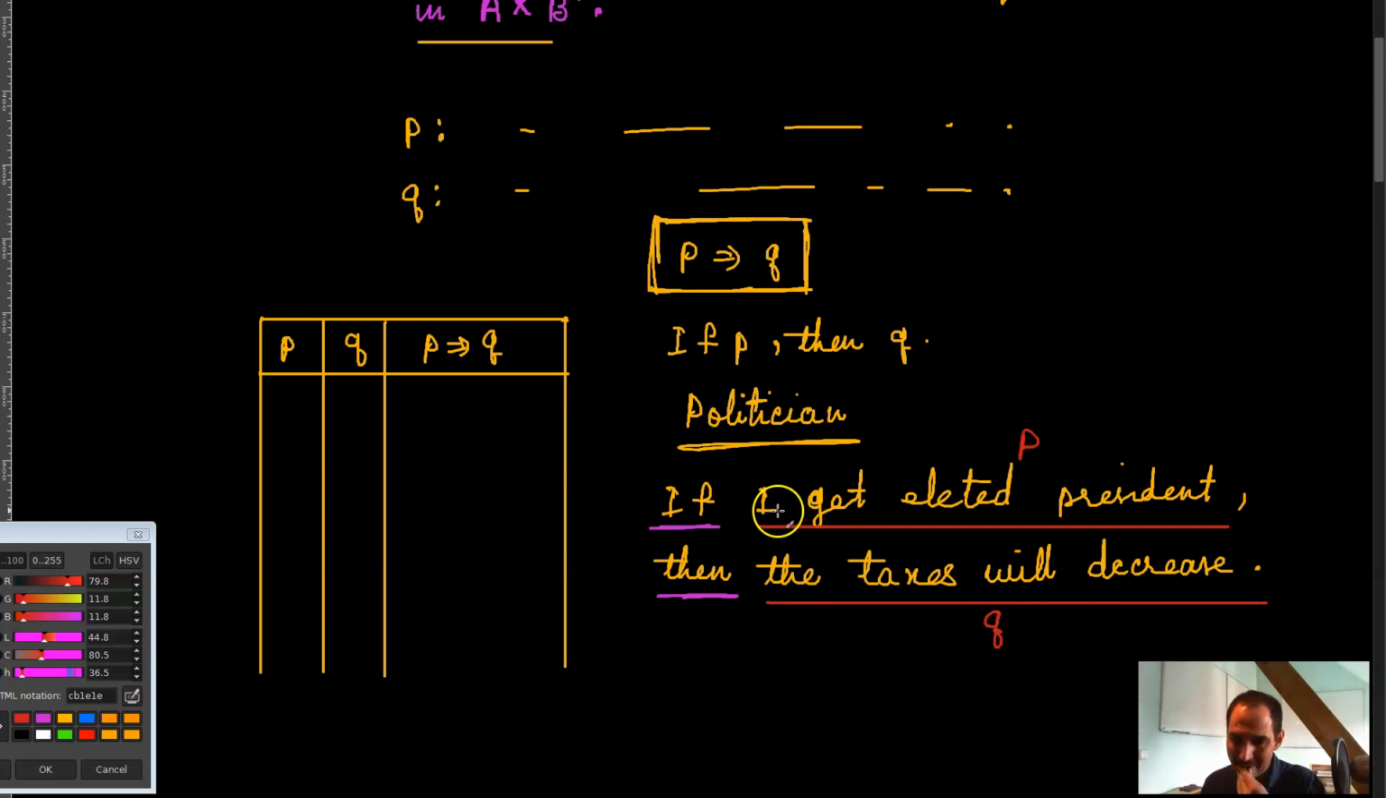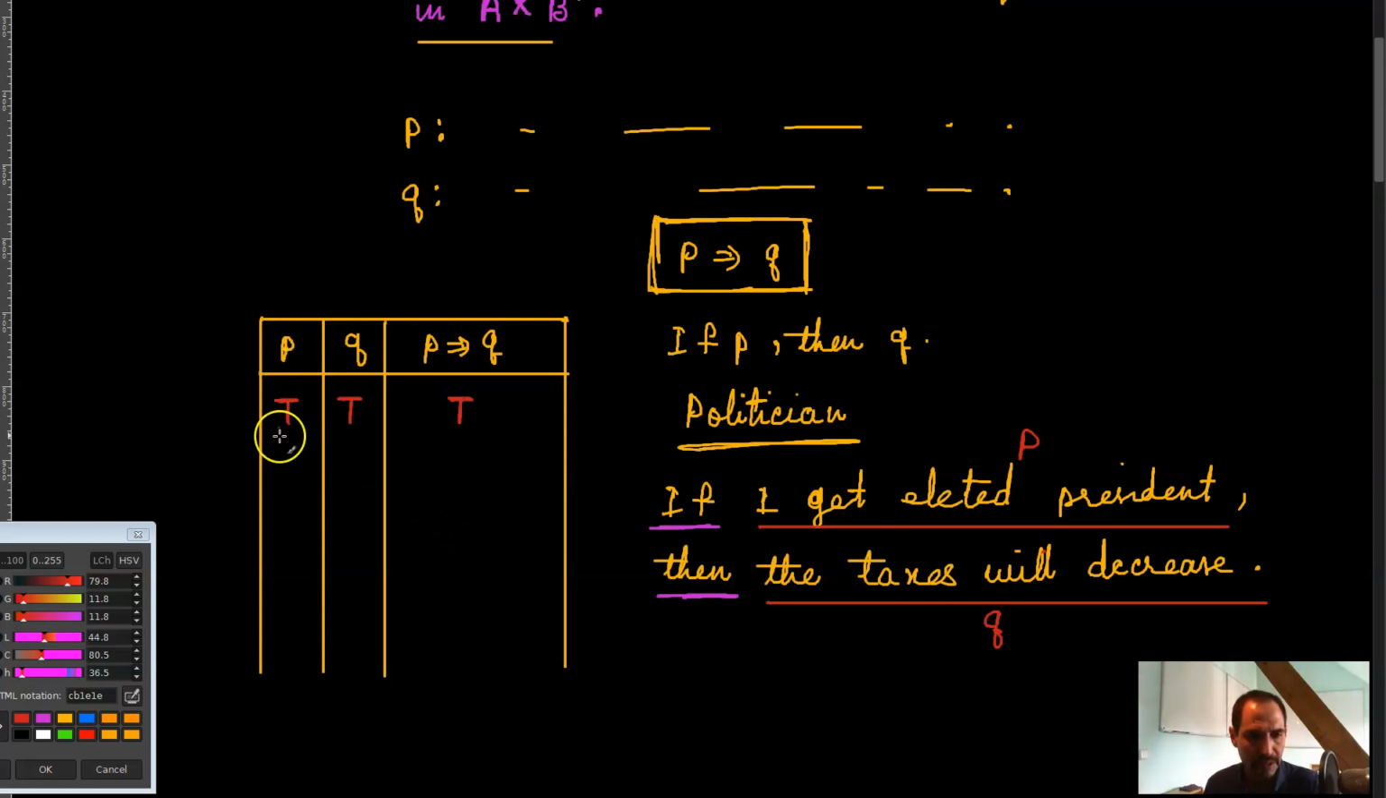Now, the politician is promising that if I get elected president, then the taxes will decrease, right? That's what he's promising. What this means for this whole compound statement to be true is that the politician keeps his promise. So suppose that the politician gets elected as president, which means that P is true, and suppose that the taxes also decrease, meaning that Q is also true. Then of course he has kept his promise, and then P implies Q is true.